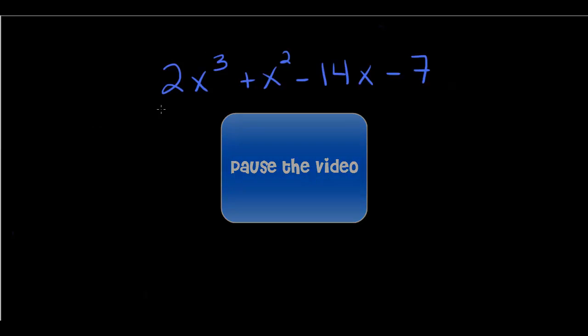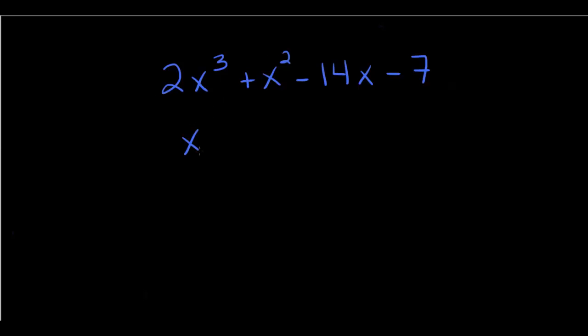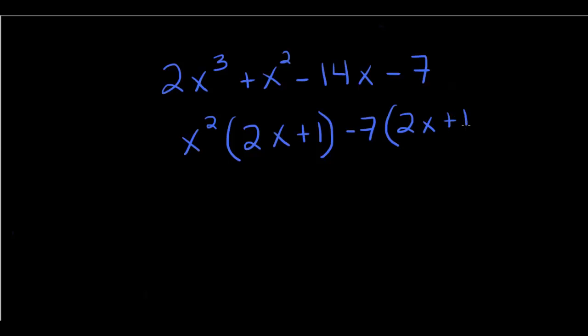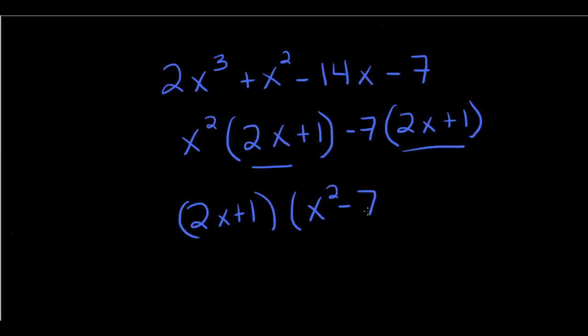Okay, so when we group these two terms, the common factor is x squared, and then inside of the parentheses is going to be 2x plus 1. The common factor amongst these two is going to be negative 7. So inside of the parentheses is going to be 2x plus 1. Then you're going to factor 2x plus 1 out from this polynomial, so it's going to be 2x plus 1, and then inside of the parentheses is going to be x squared minus 7. This is what you should have gotten.